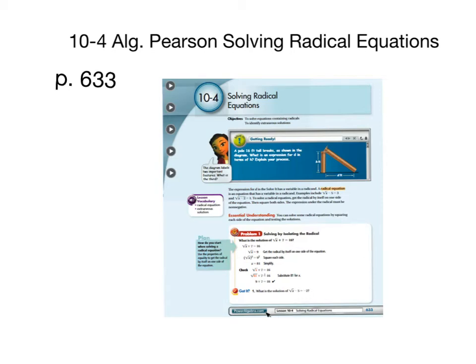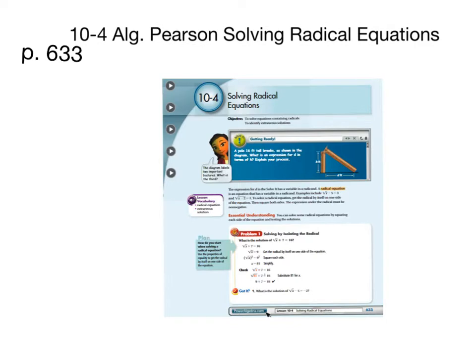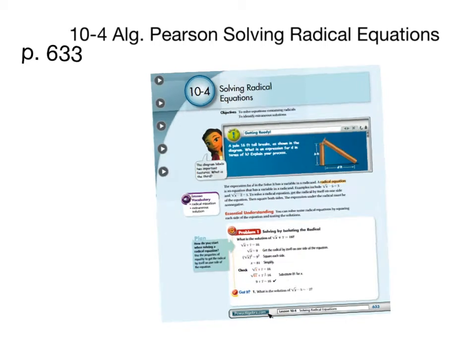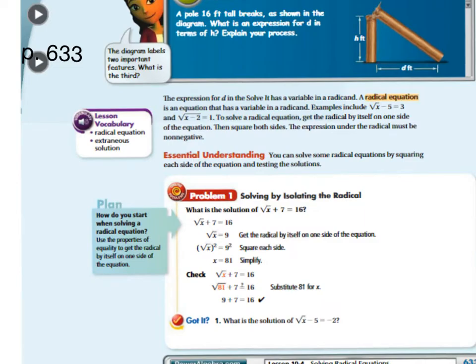Page 633, lesson 10.4 is on solving radical equations. Radical equations, what that means is we have an equation, something with an equal sign, and then also somewhere in the equation there's something with a radical, most likely for you guys' case at this point, square roots.